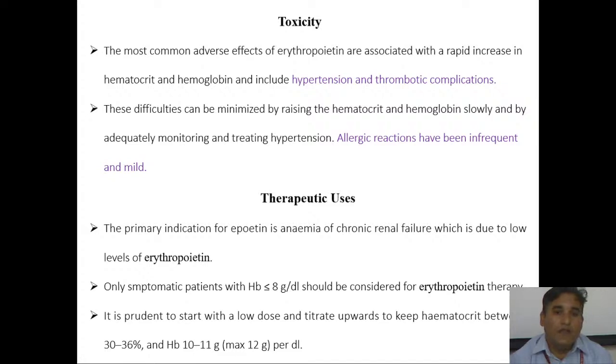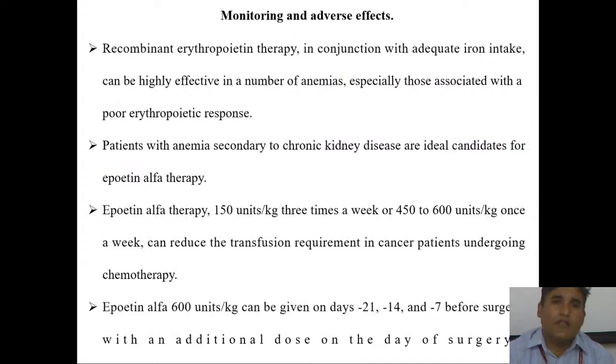Now the use of erythropoietin. The primary indication is anemia, particularly in chronic renal failure, which is due to a low level of erythropoietin. Only symptomatic patients with hemoglobin level less than 8 gram per dl should be considered for erythropoietin therapy. It is prudent to start with a very low dose and keep the hematocrit level between 30 to 36% and hemoglobin level 10 to 11 gram per dl. Monitoring of adverse effects is needed.